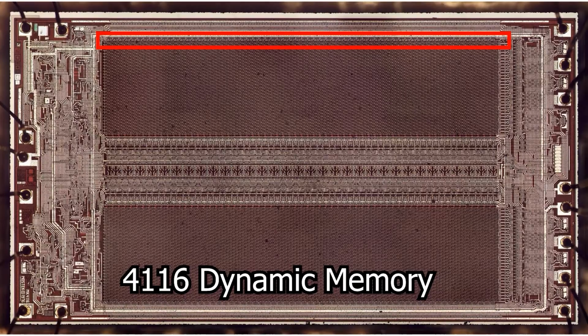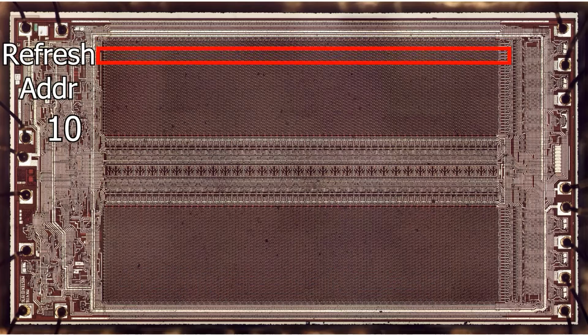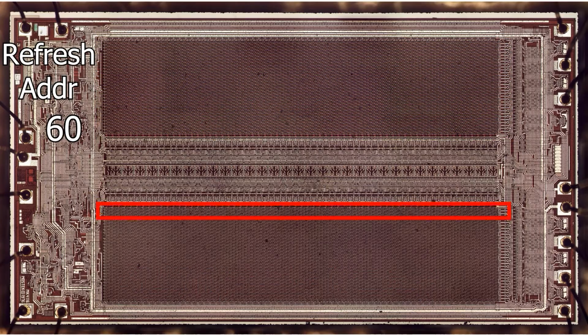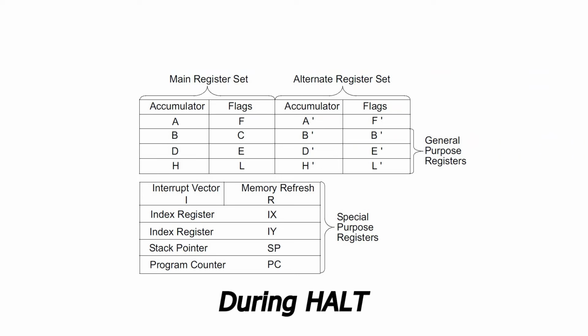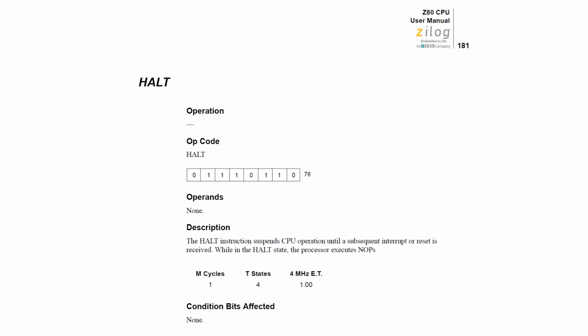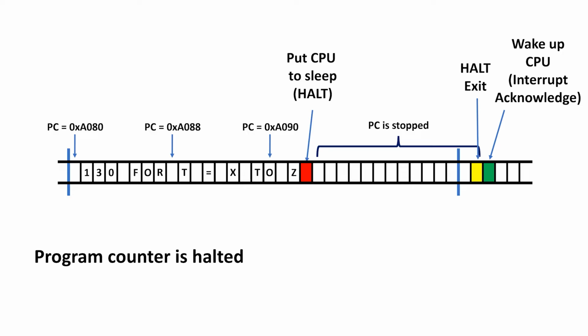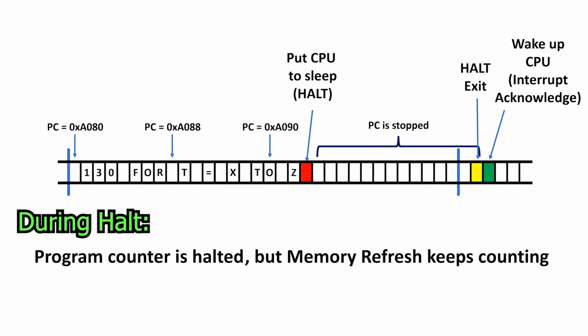Remember, the Z80 wants to keep refreshing any dynamic RAM that might be attached, even during HALT. To do this, it should keep incrementing the memory refresh register for the entire time the CPU's halted. Well, in fact, it does, and this is part of the instruction definition. This led to one of the greatest architectural hacks of the 8-bit era, and I mean hack in a good way. During the HALT period, the program counter is stopped, but the memory refresh counter keeps running.